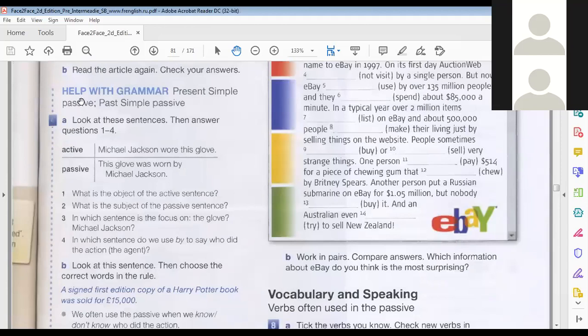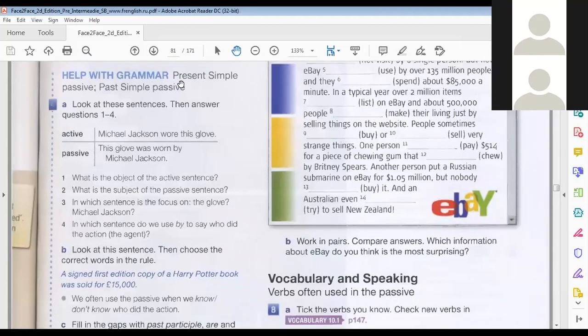Now, I want you to take a look at the grammar blocks here. So we want to talk about something called the passive. So we have the present simple passive and we have the past simple passive. But before I tell you what passive means, I want you to take a look at these two sentences. And I want one of you maybe to translate them.